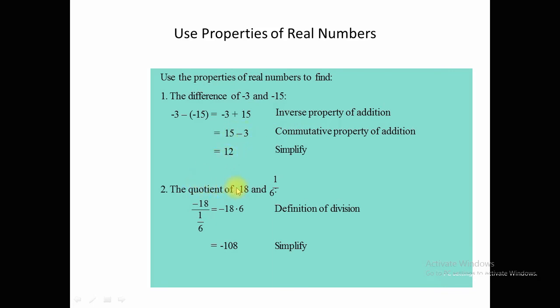Now the quotient of minus 18 and 1 over 6. The quotient of minus 18 and 1 over 6 means divide minus 18 by 1 over 6. Minus 18 divided by 1 over 6, we can write as minus 18 times 6. This is the definition of division, which is equal to minus 108 after simplification.